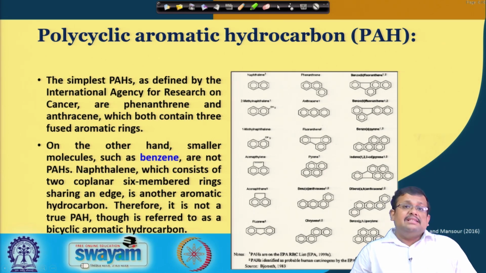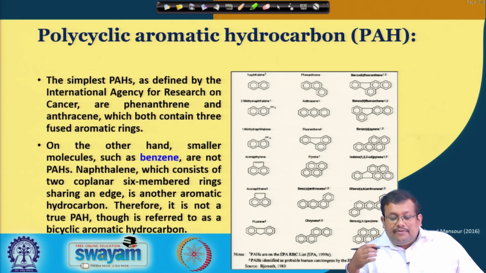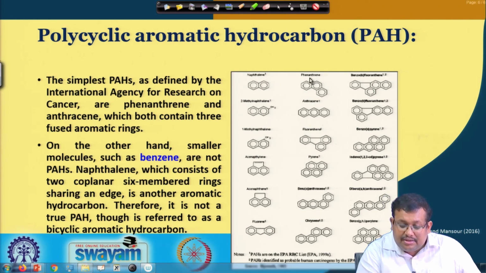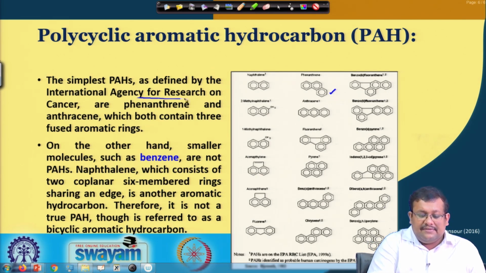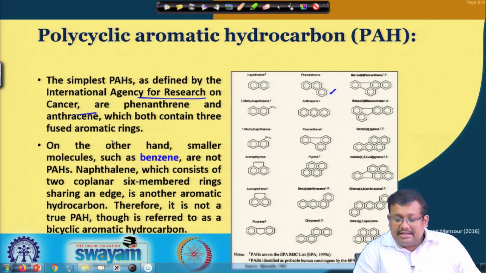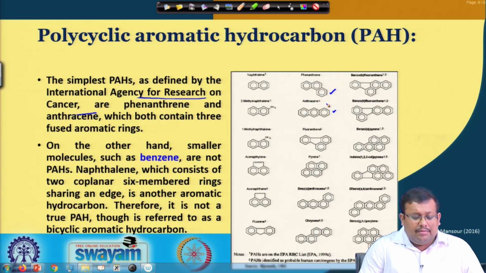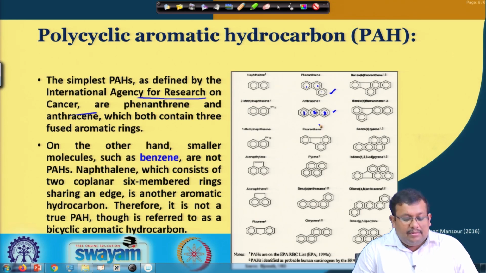So, the simplest PAHs as defined by the International Agency for Research on Cancer are phenanthrene, as you can see, this is the structure of phenanthrene, and anthracene. The anthracene structure is also given here. Phenanthrene and anthracene are the two simplest PAHs, which both contain 3 fused aromatic rings. As you can see, this is 1, this is 2 and 3 fused aromatic rings in the case of phenanthrene. In the case of anthracene, this is 1, then 2 and 3, so 3 fused aromatic rings.